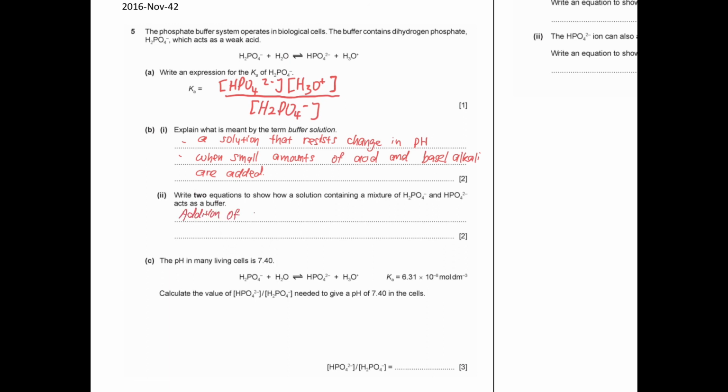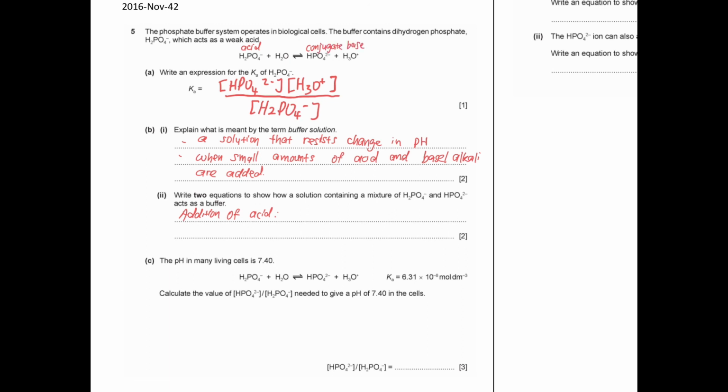So how? We can just put like this. Addition of acid. You have to know that this one is an acid, and this is the conjugate base. How do we know? Because it's written here, weak acid. The other way to know is the one with more hydrogen is the acid. This one has more hydrogen, so this is the acid. This one has less hydrogen, so this is the conjugate base.